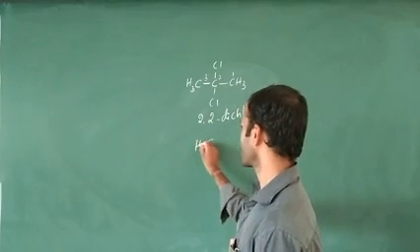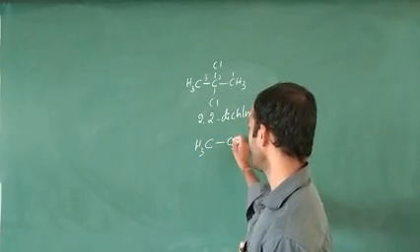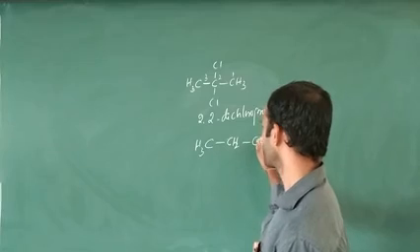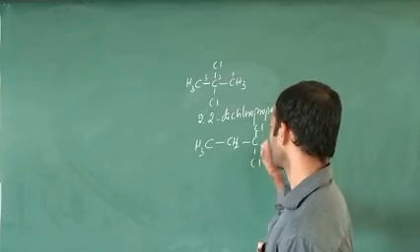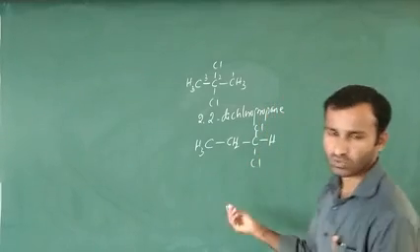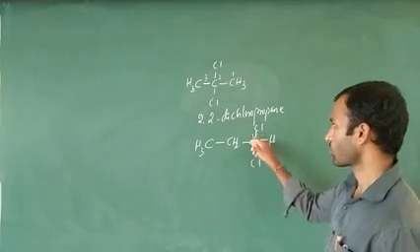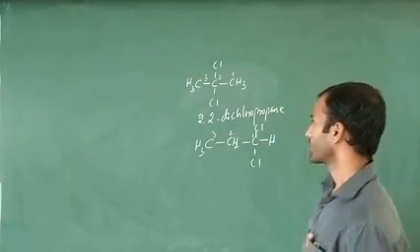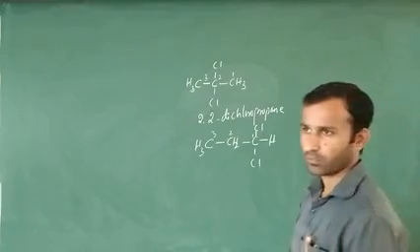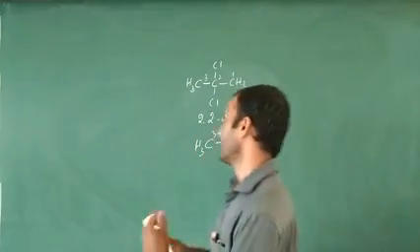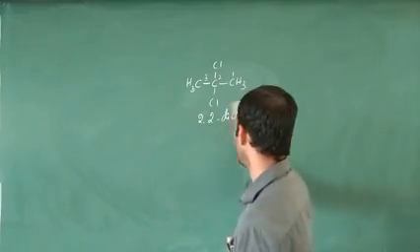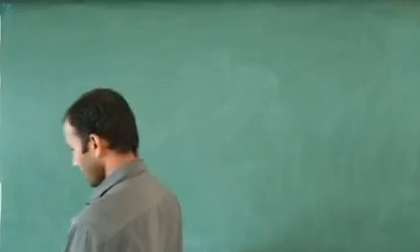Next, take another example. CH3, then CH2, then CHCl2, with Cl, Cl and H. You have to start from here, 1, 2, 3. 1,1-dichloropropane is another example of geminal dihalides.